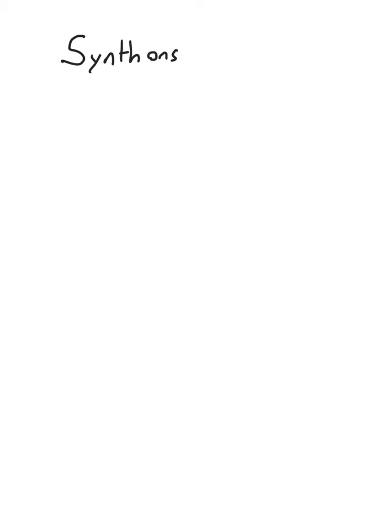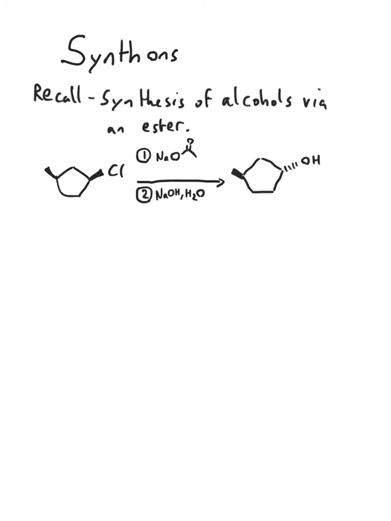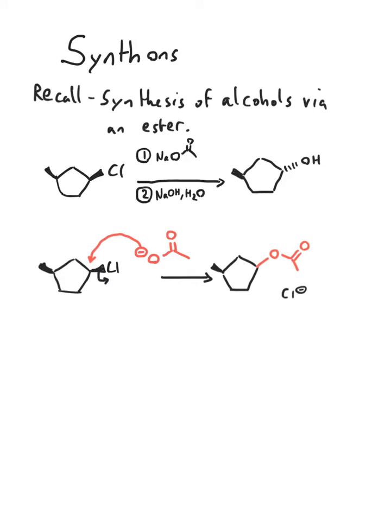This video is about synthons. Recall the synthesis of alcohols by an ester. Initially, an acetate anion does SN2 to replace the chloride to make an ester. We then hydrolyze this ester to form an alcohol.